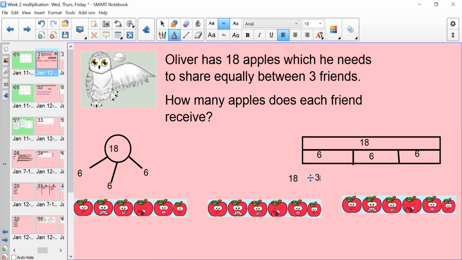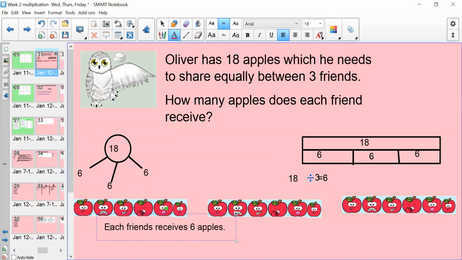Okay, then we can write in our answer that 18 divided by 3 equals 6. And then our answer sentence: our question is, how many apples does each friend receive? And then you would write your answer: each friend receives 6 apples.